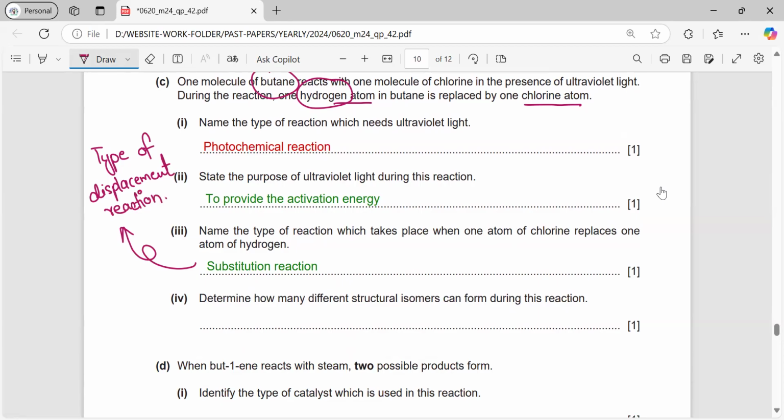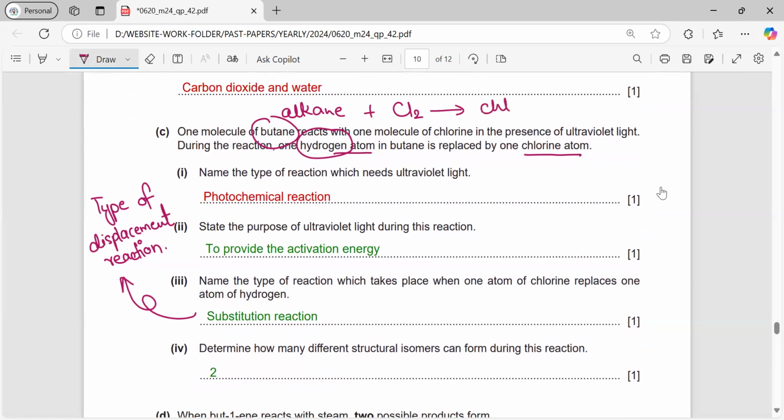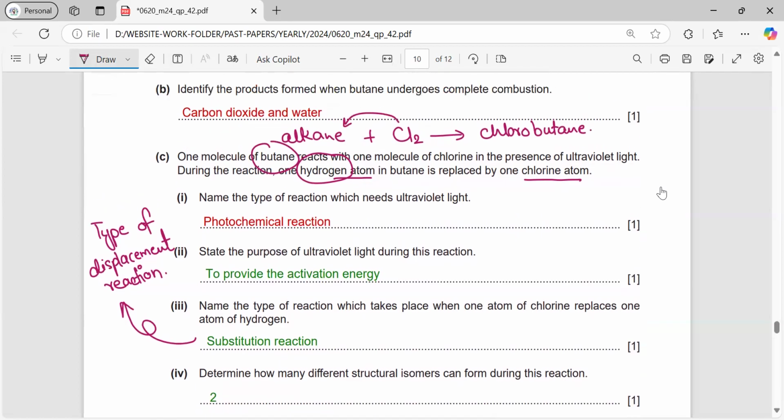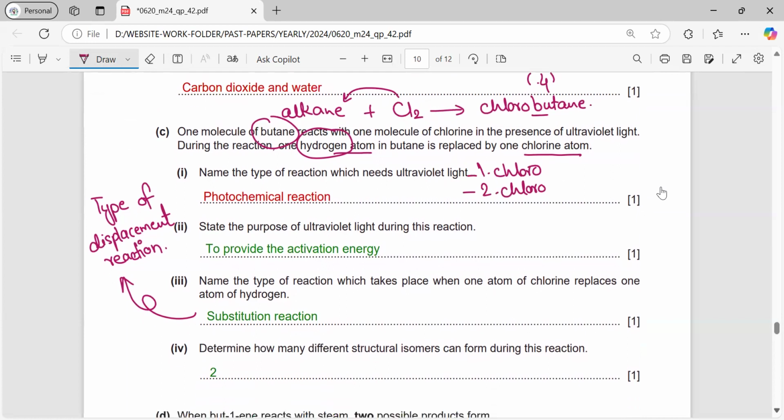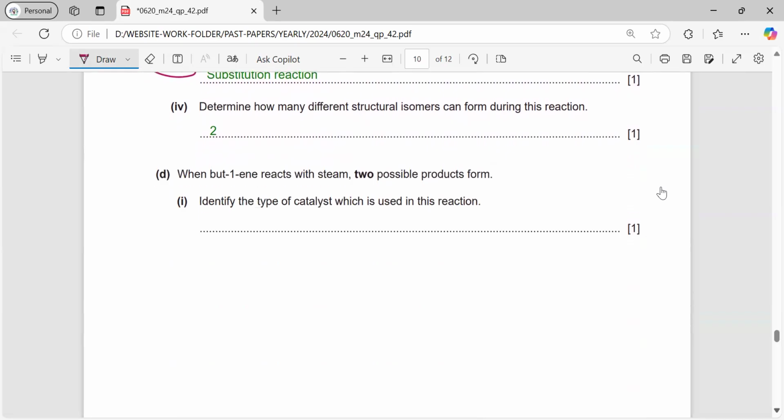Determine how many different structural isomers can form during this reaction. The number of structural isomers will be 2, because when butane reacts with chlorine, it forms chlorobutane. When chlorine displaces one hydrogen from butane and takes its place, it forms chlorobutane, and butane is a 4-carbon compound. So there are 2 possibilities. It will form 1-chlorobutane and 2-chlorobutane. So these are the two isomers which can form from the substitution reaction: 1-chloro and 2-chloro.